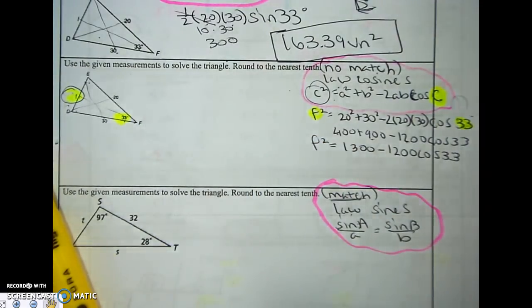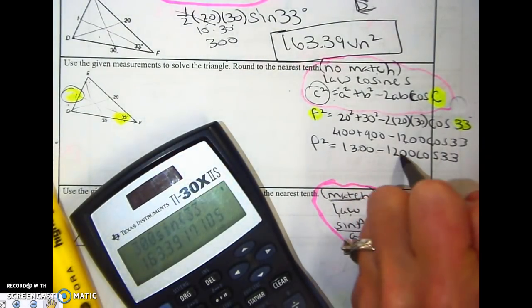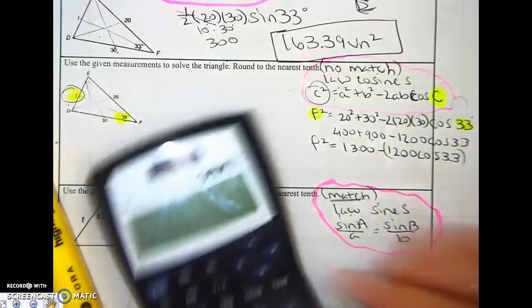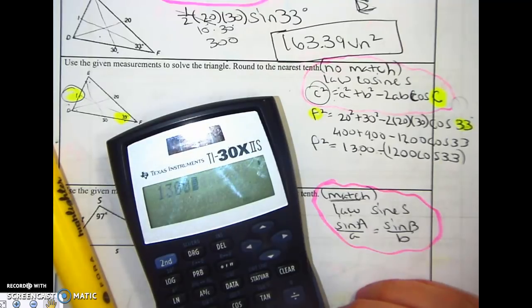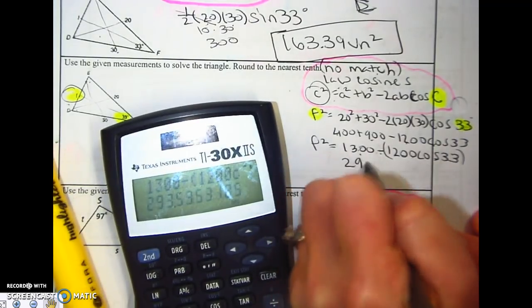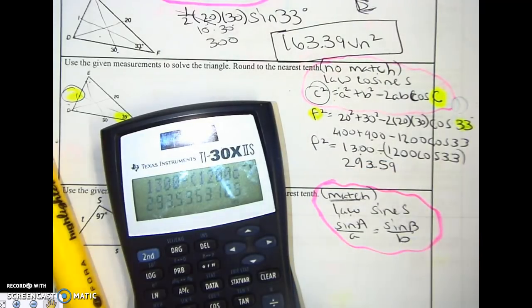So now I have to be careful because my calculator will read this as 1300 minus 1200 cosine 33. So I'm going to put that in parentheses so that my calculator knows that I'm going 1300 minus all of that. So I'm going to go 1300 minus parentheses 1200 cosine 33 end. And I get about 293.59. It's okay. I didn't perfectly estimate it this time.